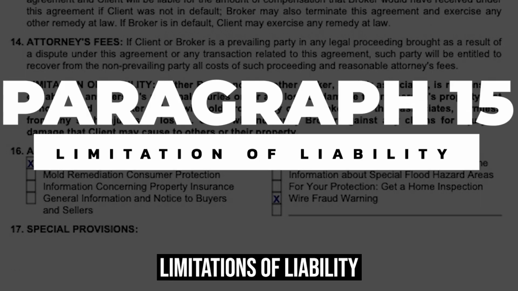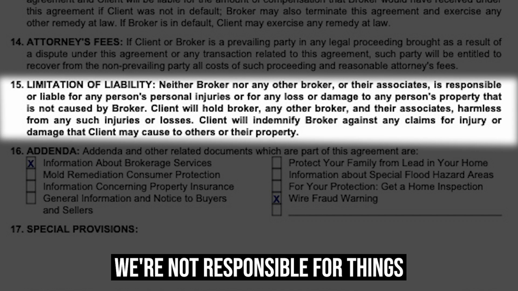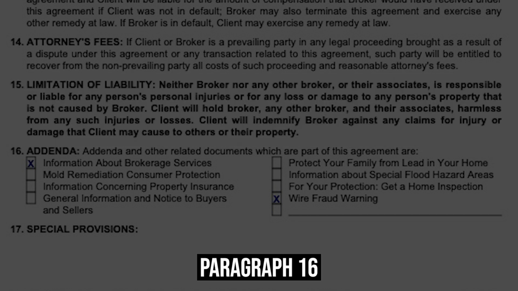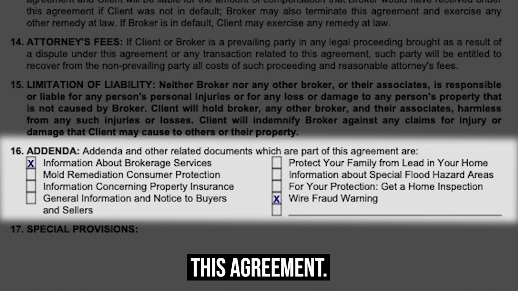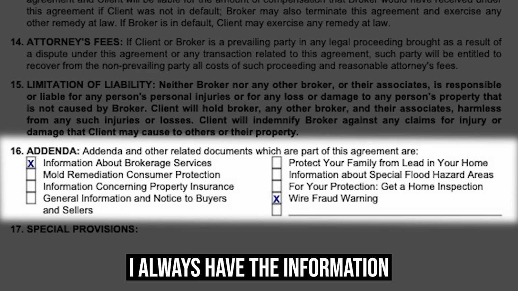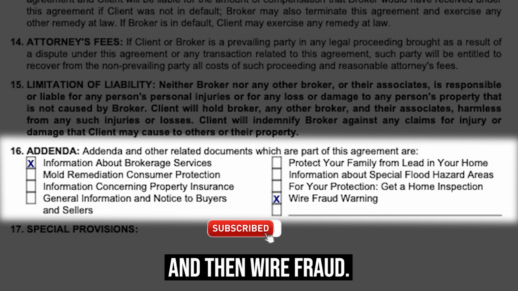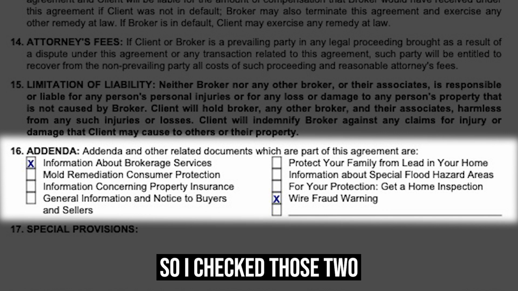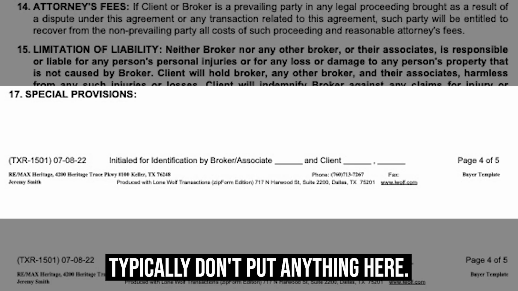Paragraph 15 talks about limitations of liability, more legal mumbo jumbo. It says that we're not responsible for things that are broken or people that are hurt if we didn't actually do that. Paragraph 16, this is where you would check any other documents that are going to be part of this agreement. I always check the information about brokerage services, the IABS, because that's 100% going to be there. And then wire fraud. Our brokerage requires us to do the wire fraud thing, so I check those too. Special provisions, I typically don't put anything here.